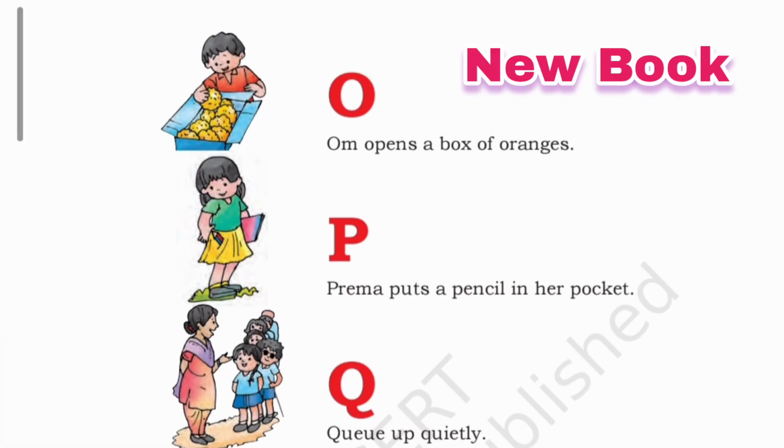Next alphabet is O. Om opens a box of oranges. Here Om, opens, of and oranges: these four words start with the alphabet O. P. Prema puts a pencil in her pocket. Here Prema, puts, pencil and pocket start with the alphabet P. Next alphabet is Q. Queue up quietly. Here queue and quietly start with the alphabet Q.